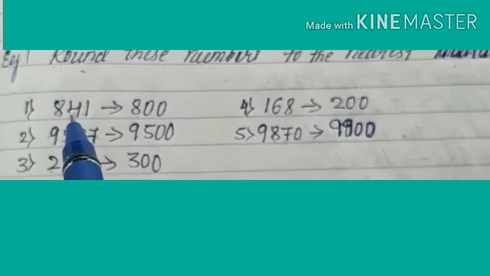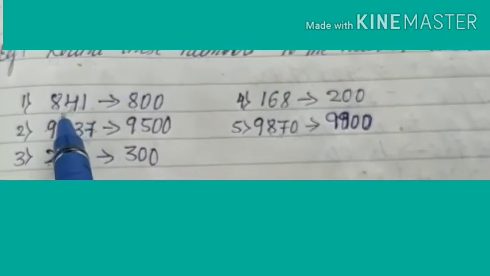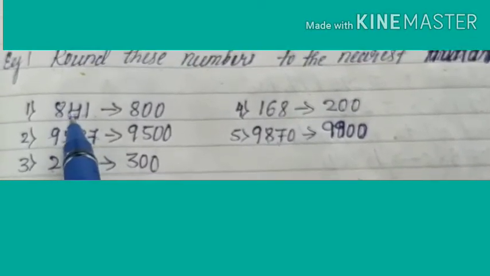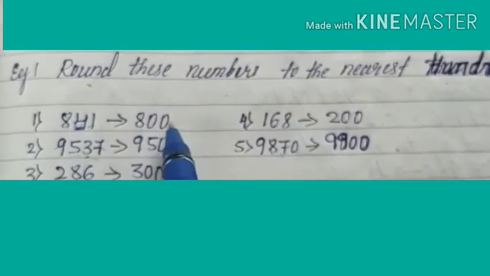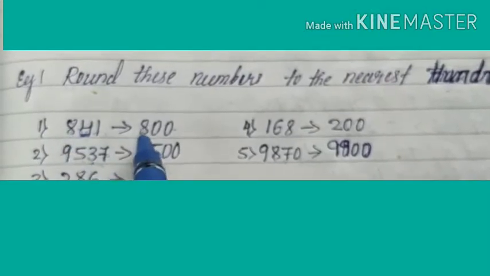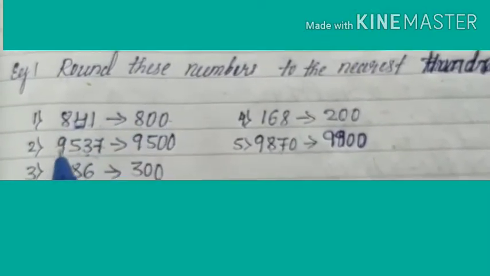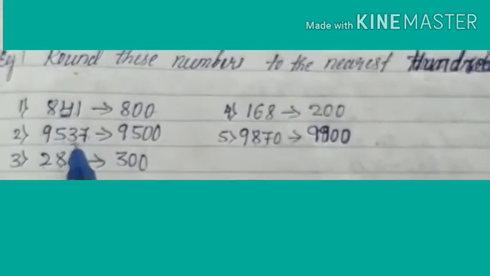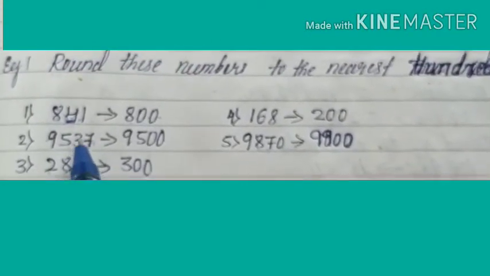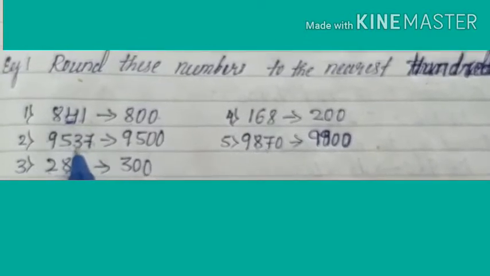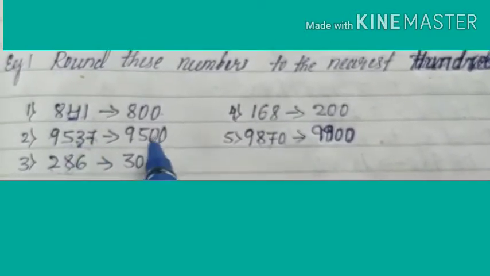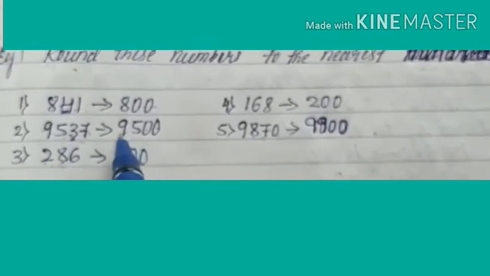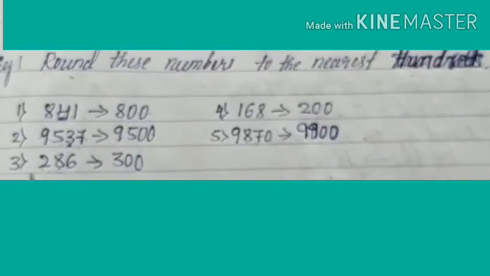So first you examine the tens place. Tens place is less than 5, right? So you have to replace tens and ones by 0 and keep the other digits as they are. So it is 800. Then 9537. Here the tens place is less than 5, so you have to replace tens and ones by 0 and keep the other digits as they are. So 9500.